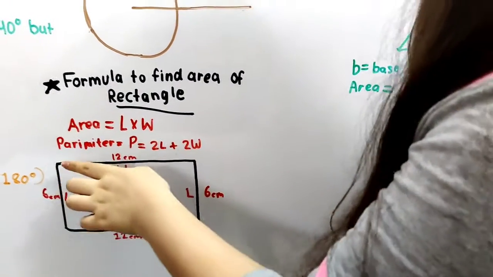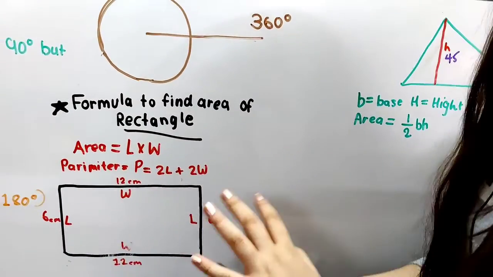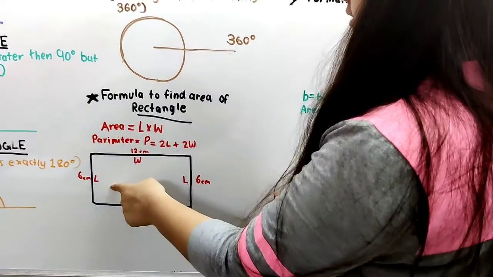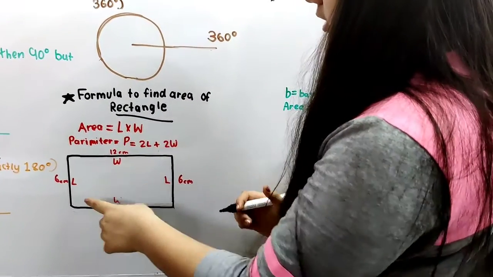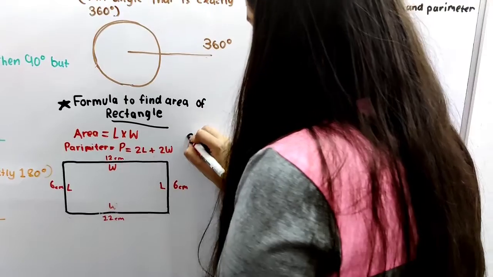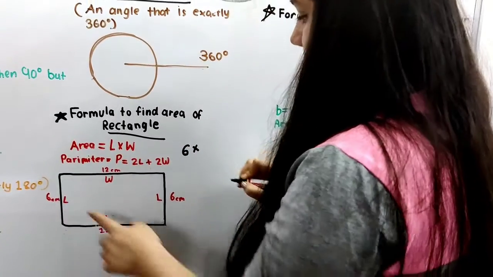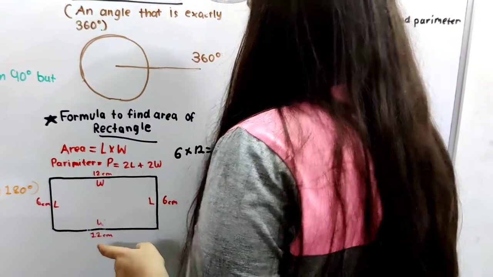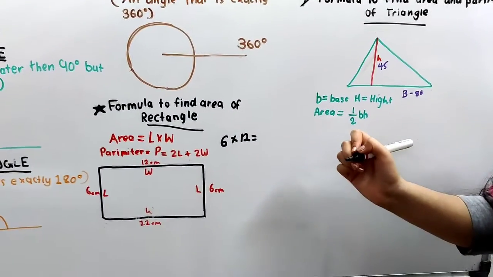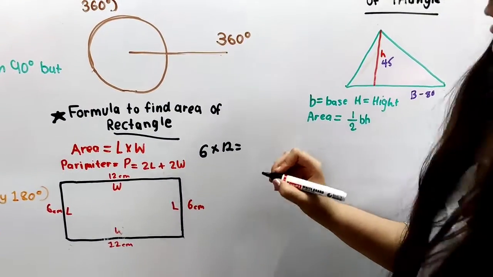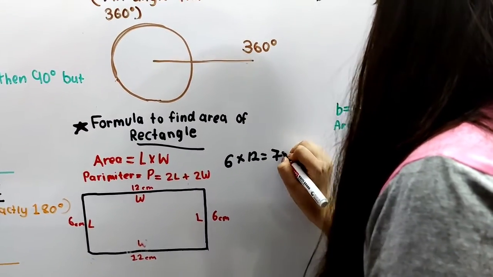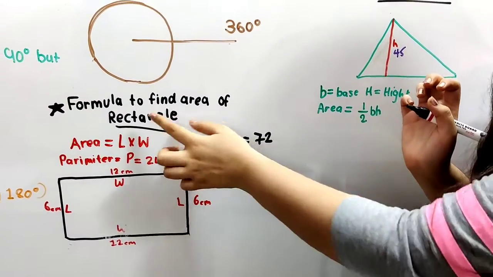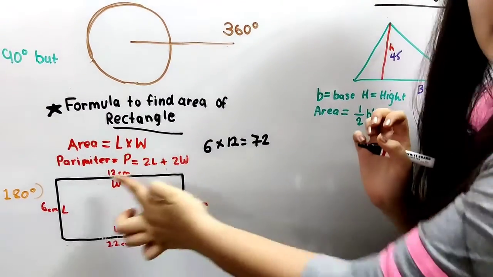Now, I'm going to show you live how we find this. So, let's get started. It says L into W. We have our L over here which is 6. We multiply it with 12. So, our answer is 72. So, this is our area of the rectangle.